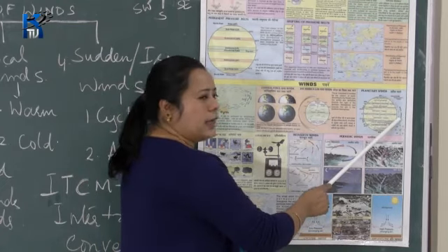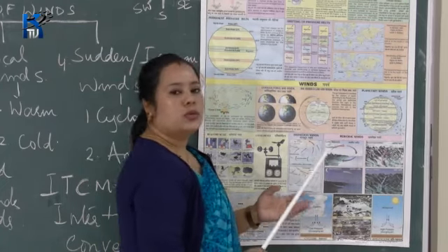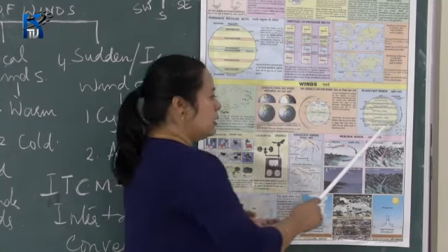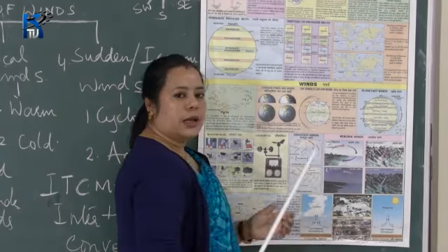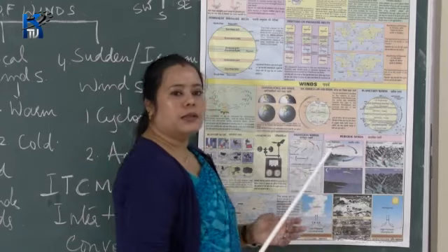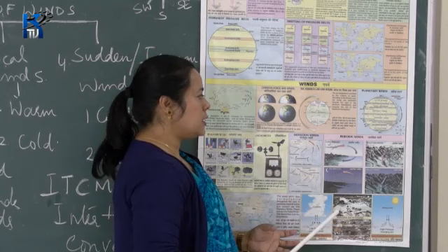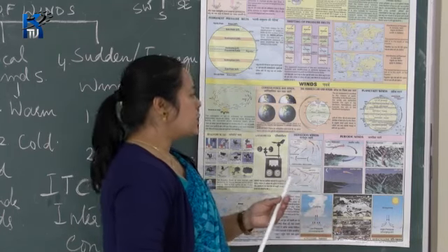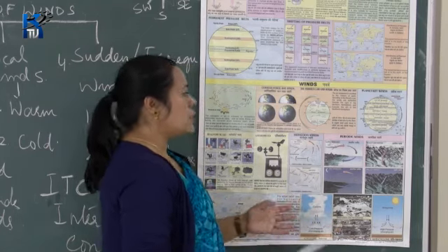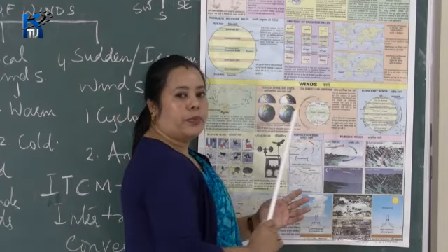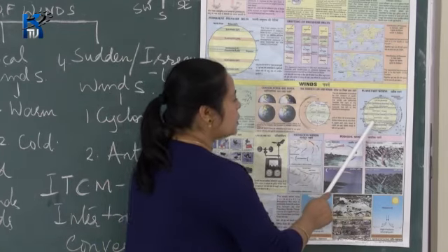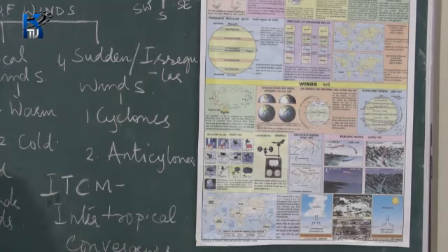Like at 40-degree latitude, they are named the roaring 40s. At 50-degree latitudes, they are known as the furious 50s, and at 60-degree latitudes, they are known as the screaming 60s. Seamen also call these westerlies the brave west. These are about the westerlies.